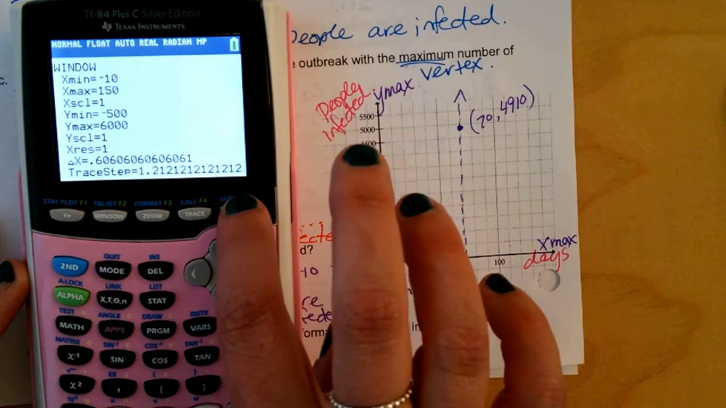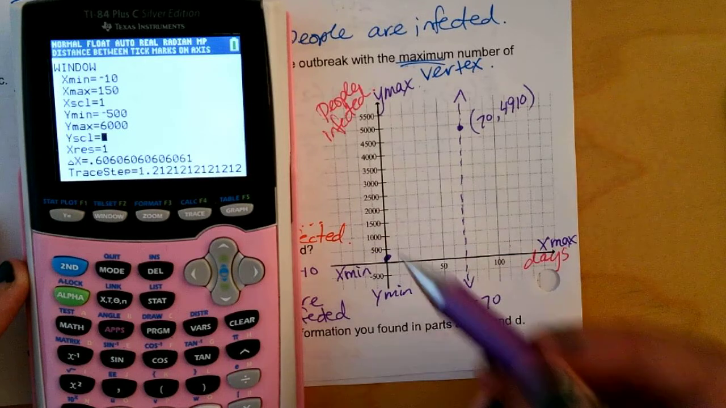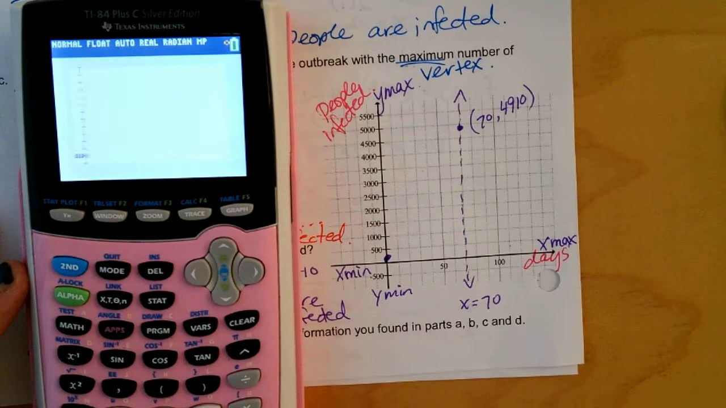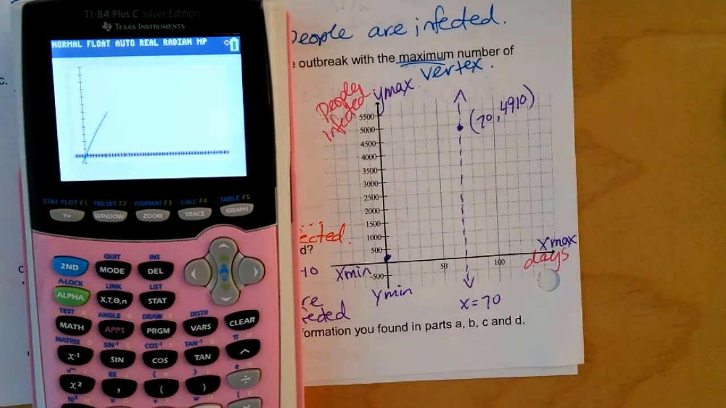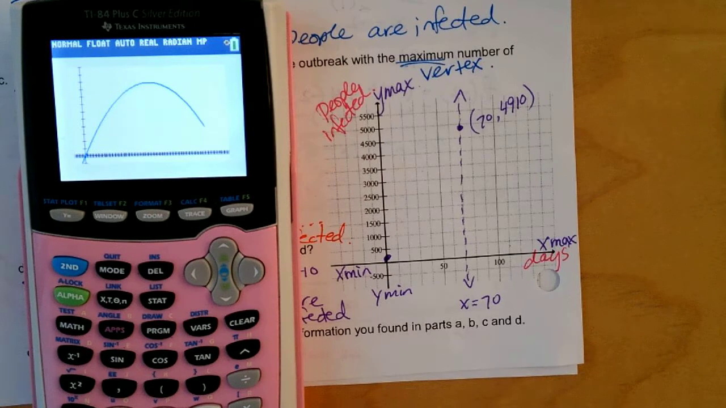Now if we press graph, the scale doesn't matter, but you could notice you're counting by 500. You could change the y scale to 500 if you want. Otherwise, it's going to be a dark line. That's where you're seeing a scale of 1 at the bottom. Okay, so now you can see the nice, neat parabola.